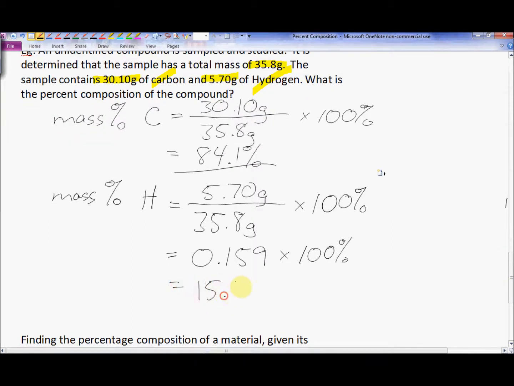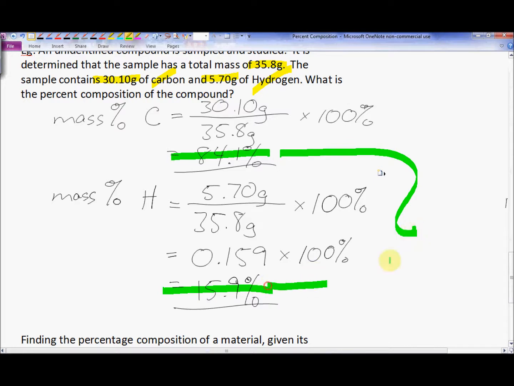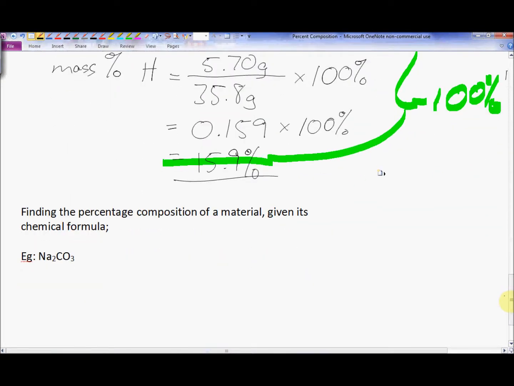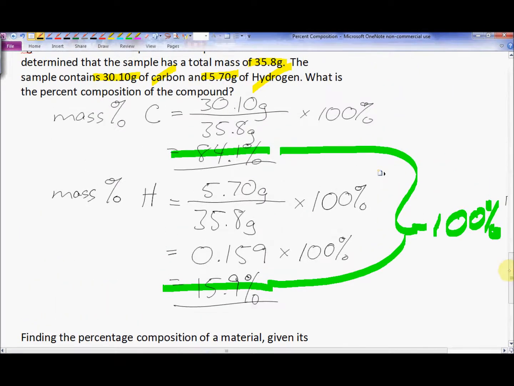Okay, and that stands to reason because we've got 84.1% here, 15.9%, add those together, and we end up with 100% of the sample. Okay, so another way we could have come up with a mass percent of hydrogen could have been just by simply subtracting from 100% the 84.1% which we had for carbon. Okay, so there's our percent composition for this unidentified compound.